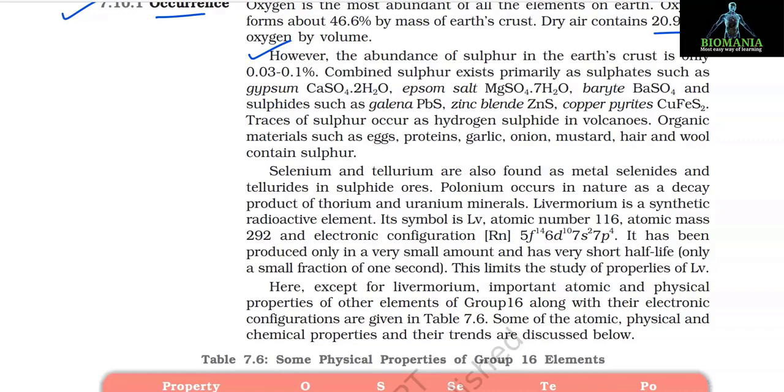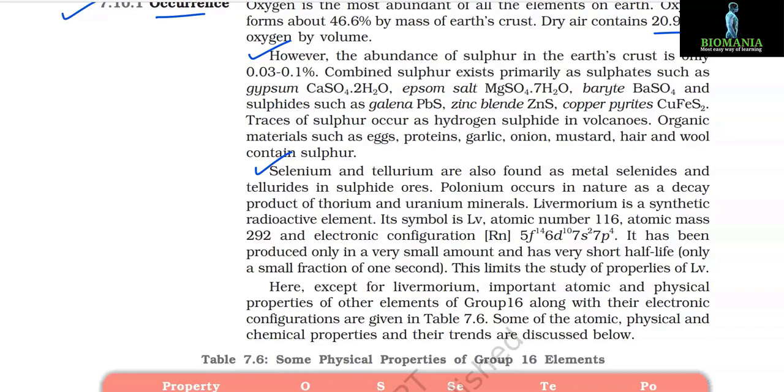Combined sulfur exists primarily as sulfates such as gypsum, CaSO4·2H2O, Epsom salt, MgSO4·7H2O, barite, BaSO4, and sulfides such as galena PbS, zinc blende ZnS, copper pyrite CuFeS2. Traces of sulfur occur as hydrogen sulfide in volcanoes. Organic materials such as eggs, proteins, garlic, onion, mustard, hair and wool contain sulfur.